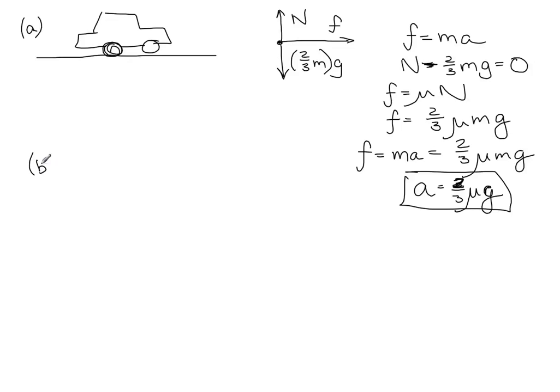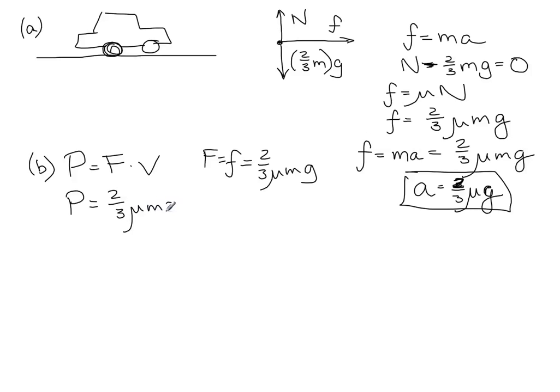Then in part B, they ask you to find the velocity at maximum power. Well, we know that power is equal to force times velocity. And we know that the force is friction, which we know from the problem before is 2/3 mu mg. So that tells us the power is equal to 2/3 mu mg times the velocity. And that means that, since we know the power, we can calculate the velocity.